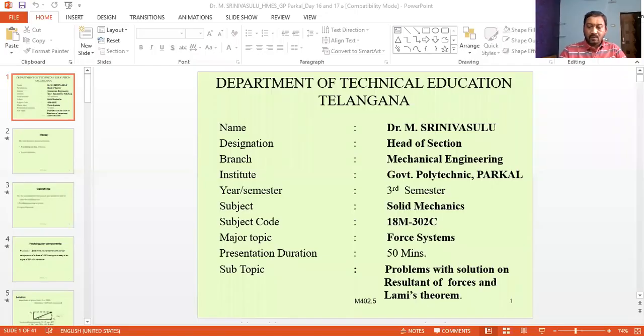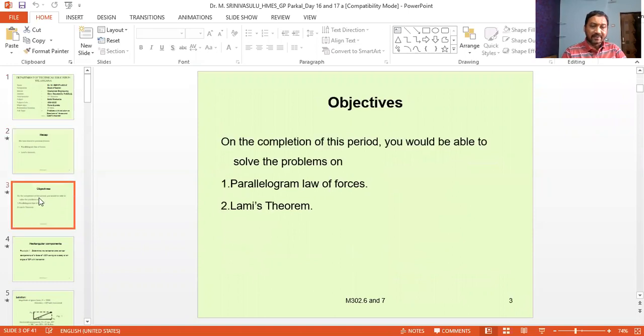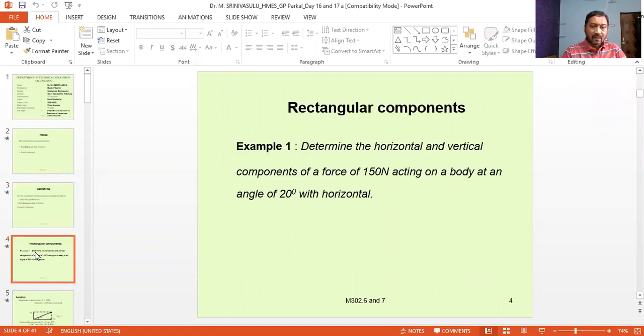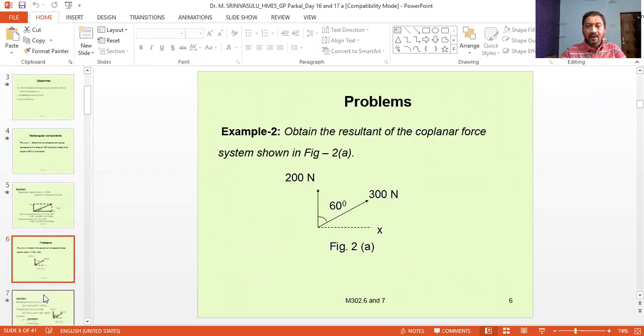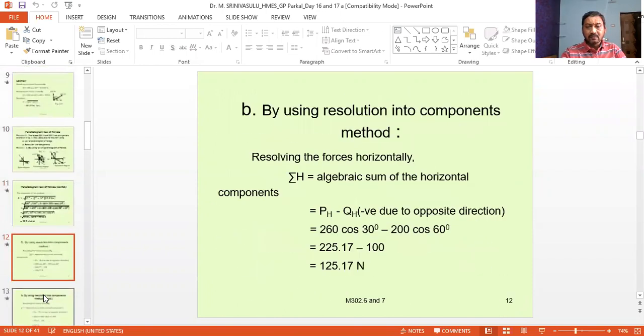Now I am sharing the PPT. So in this class we are going to discuss the problems on Lami's theorem and also resolution of forces, and these problems we have already discussed.